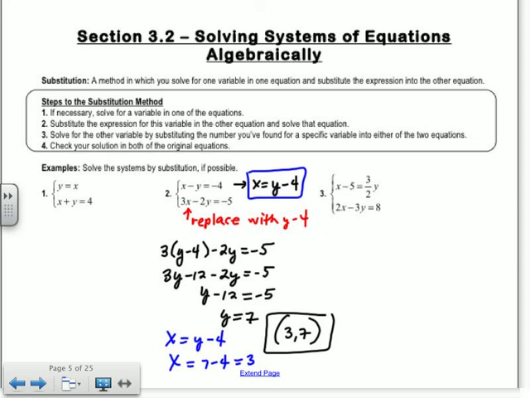All right, try number 3. So if I'm trying number 3, that's okay. We'll do it tomorrow.